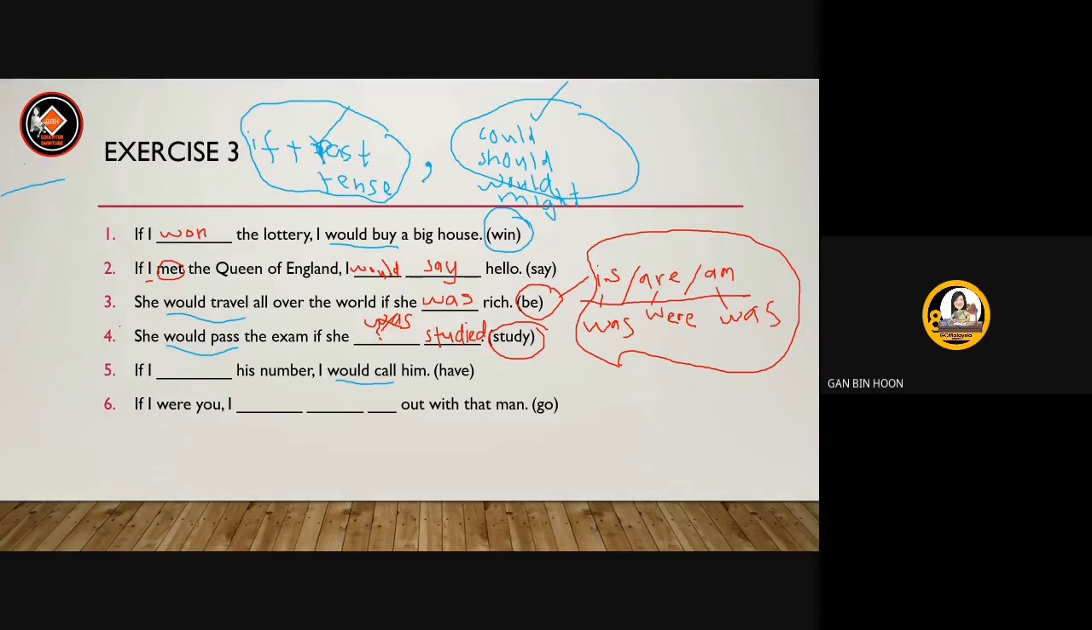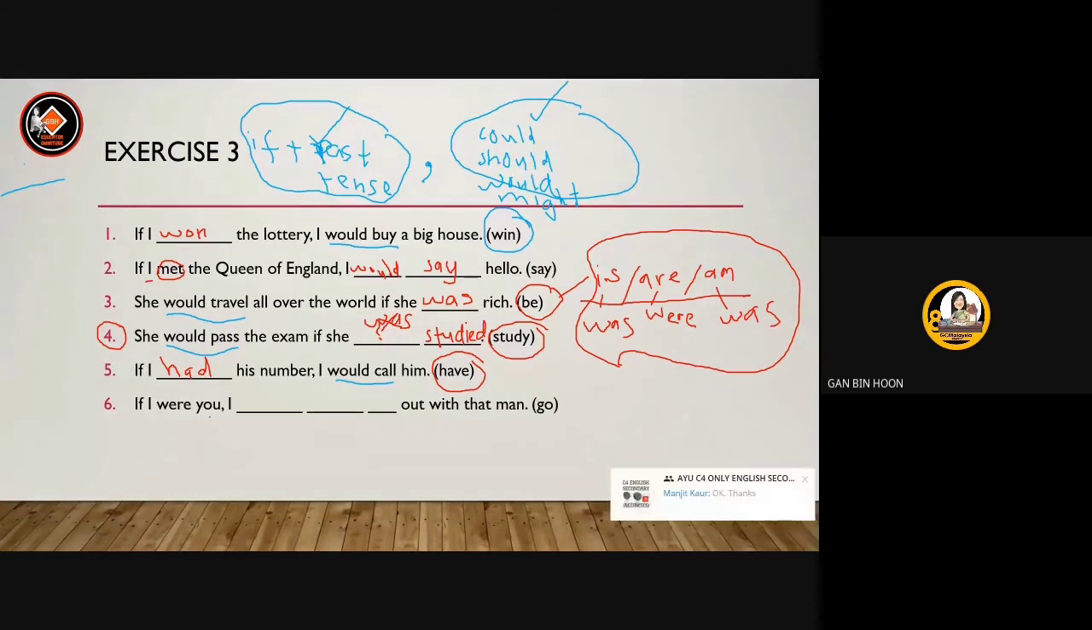Let's leave number 4 first. Number 4 tak boleh jawab. Have. What is the past tense of have? What's the past tense of have? Had. Okay, good. If I had his number, I would call him. Yes, good. Okay, number 6.